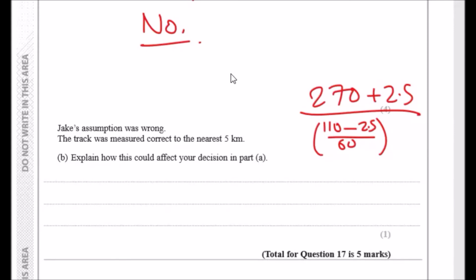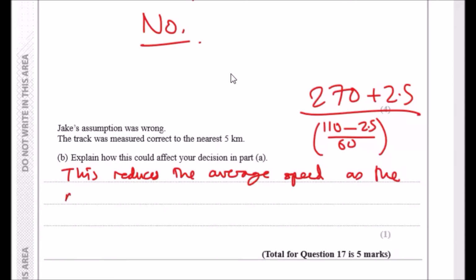So you can say this reduces the average speed as the numerator has decreased. Yep, easy. And you can say holding other things constant, as in the denominator, yeah?